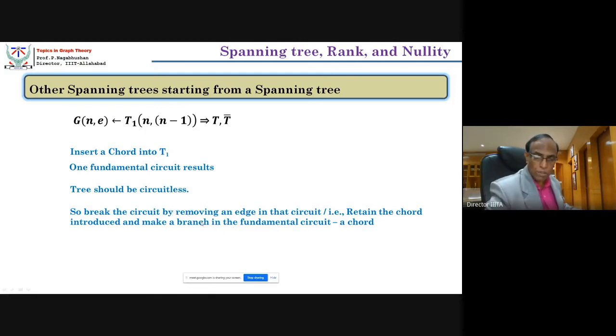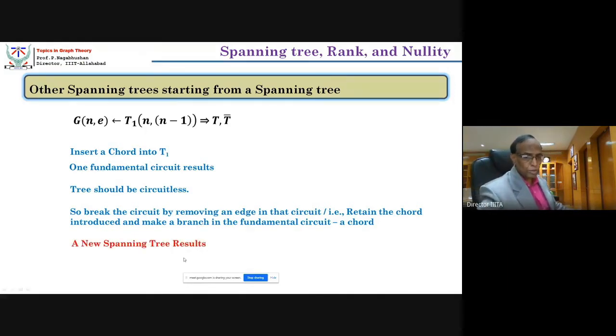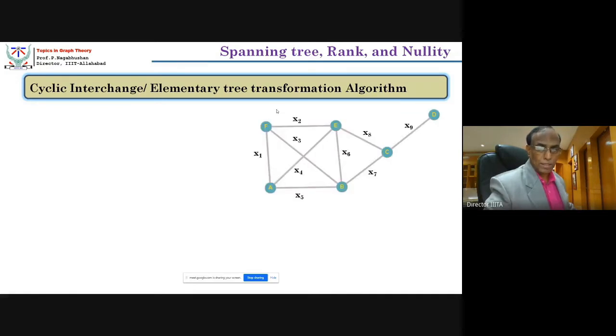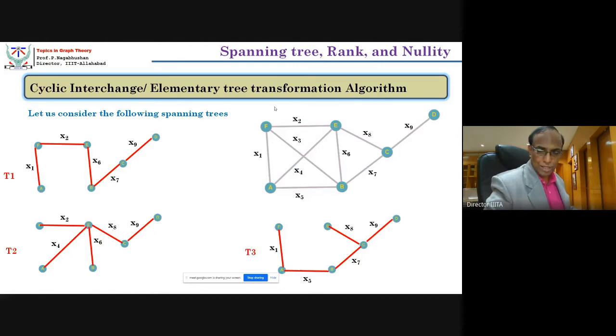All right, now our job is to obtain the minimum spanning tree. Okay, so a new spanning tree results. Okay, so this is cyclic interchange or elementary tree transformation algorithm. So doing that, I have drawn some three such spanning trees, which means you can really generate many spanning trees starting from a graph. All right, many spanning trees. Now, once this is a tree, this one is a tree.